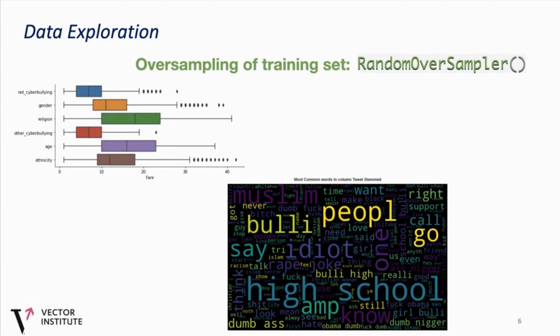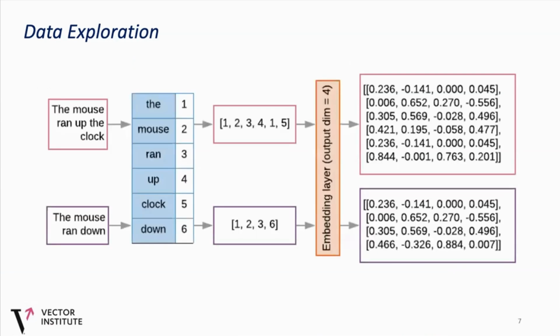I use the random oversampling technique. So I try to use the minority classes and make them equal to some of the classes that were majority. For example, the majority classes will be like religion and age, and if you see, not cyberbullying and other cyberbullying are the minority classes. So when we apply that, we now move to embeddings, where we try to use text data and give them numerical values, which the neural networks or other learning algorithms can now use.